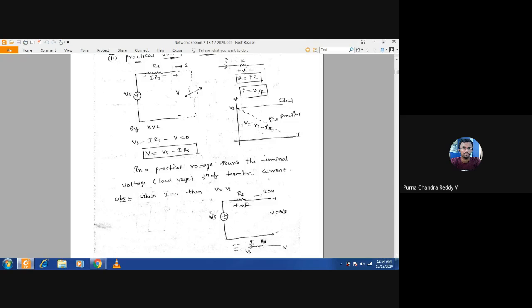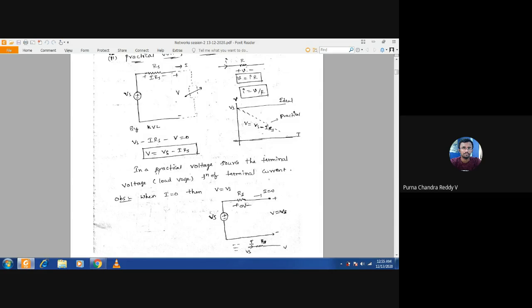That's why, if you see this figure here, this is for the ideal case, V is equal to Vs, but when it comes to the practical case, V is not equal to Vs, but V is equal to Vs minus I into Rs. This is for the ideal case, this is for the practical case. Okay.